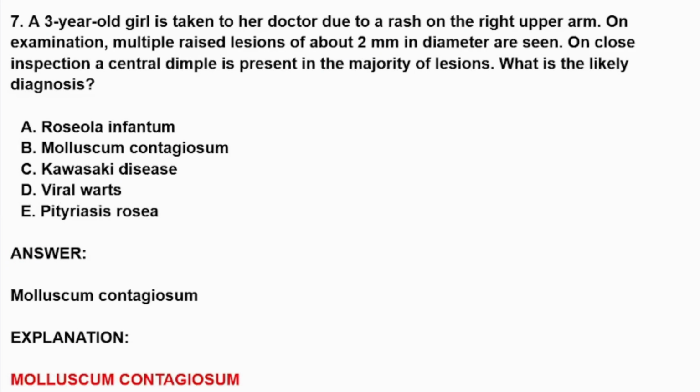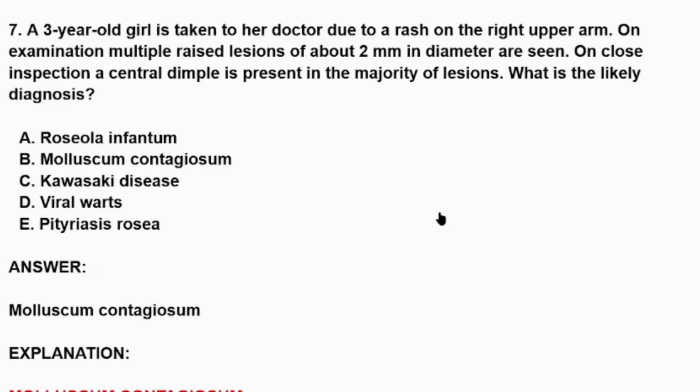Here we are going to explain another question of dermatology. A 3-year-old girl is taken to her doctor due to a rash on the right upper arm. On examination, multiple raised lesions of about 2 mm in diameter are seen. On close inspection, a central dimple is present in the majority of lesions. What is the likely diagnosis?